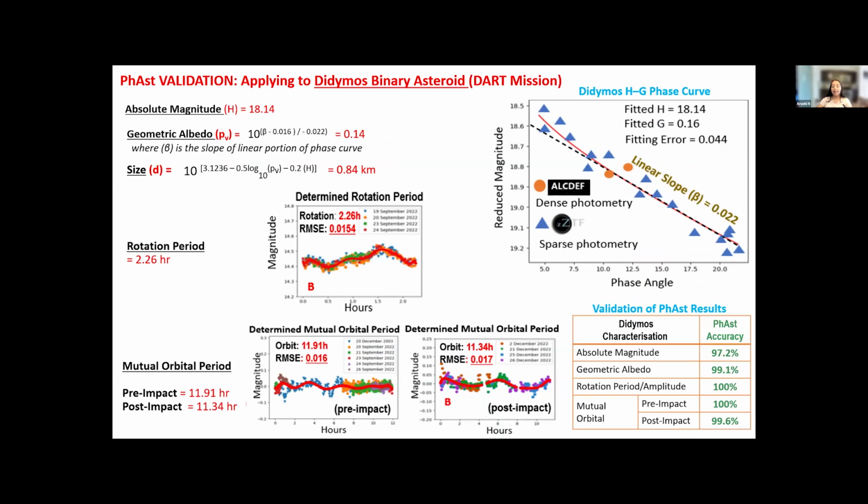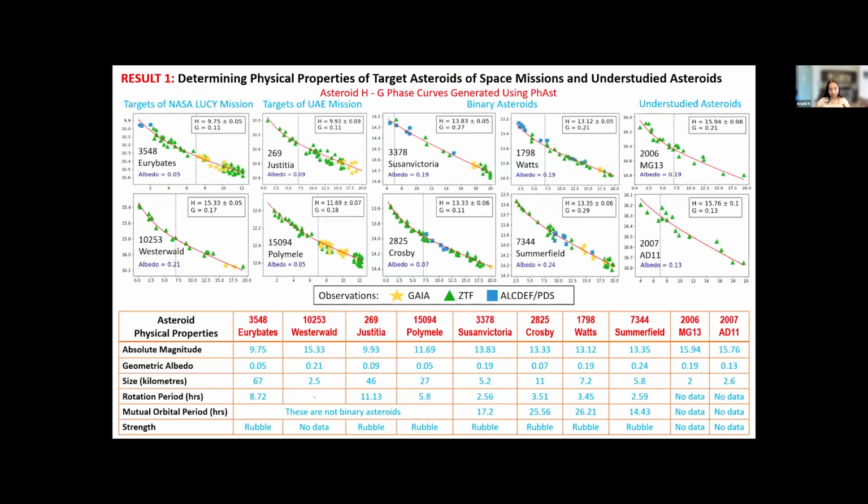Once I created PhAst, I applied it to the Didymos binary asteroid. I was able to create a phase curve by merging dense and sparse photometry. I was able to find all the physical properties like absolute magnitude. I found a geometric albedo to be 0.14, rotation period 2.26 hours, and I measured a 35-minute decrease in the mutual orbital period of Dimorphos around Didymos post-impact. All my results had a strong validation with NASA. After that, I applied PhAst to characterize over 2,100 asteroids, including targets of space missions and binary asteroids and understudied asteroids. I was able to create the phase curves and determine all the physical properties.